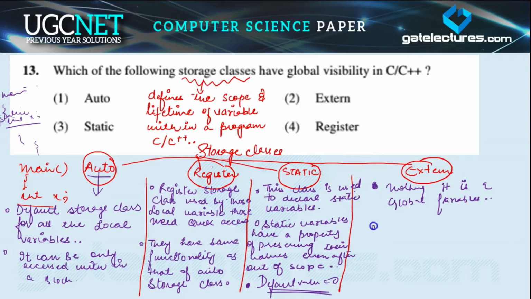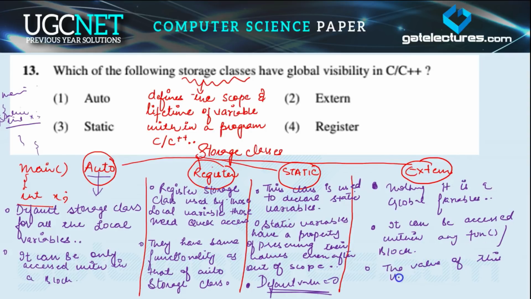So you can write it down. It can be accessed within any function or block, and the value of this variable can be overwritten. So you can change the value of this kind of variable, but in static you are not able to change it; as the name suggests, the value is static, not going to change.